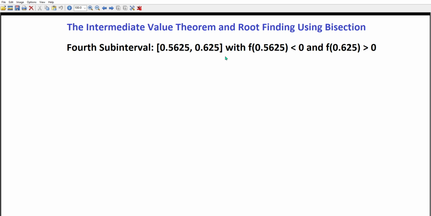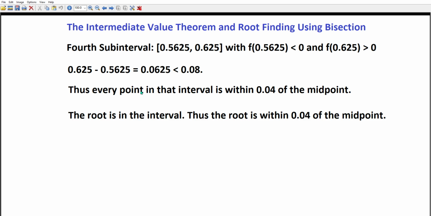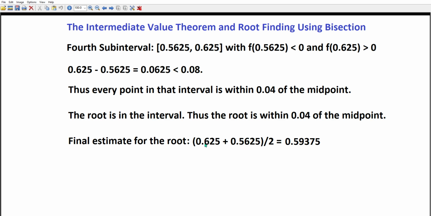Now, we look at this fourth subinterval and we notice that the distance between the endpoints is less than 0.08, which means every point in that interval is within 0.04 of the midpoint. The root is in the interval, so the root is within 0.04 of the midpoint. And the final estimate for the root is that midpoint. So this is what we're estimating the root to be, and we know this is accurate to within 0.04.